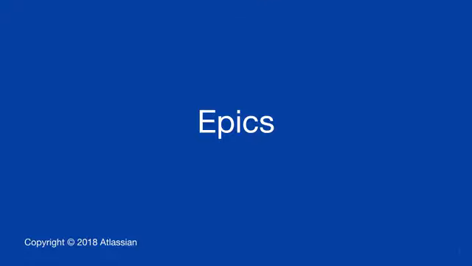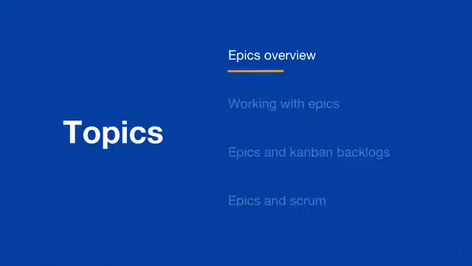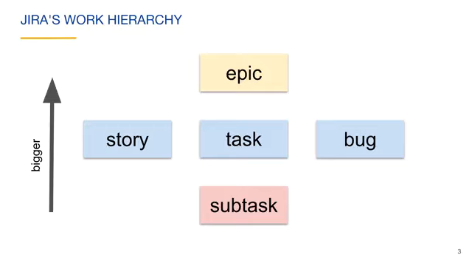In this video, we will discuss epics. We will start with an overview of epics. We have discussed stories, tasks, bugs, and subtasks. An epic is an issue type that has a bigger scope than all of these. How they are actually used is up to the team. This video will contain some ideas on how to use them.